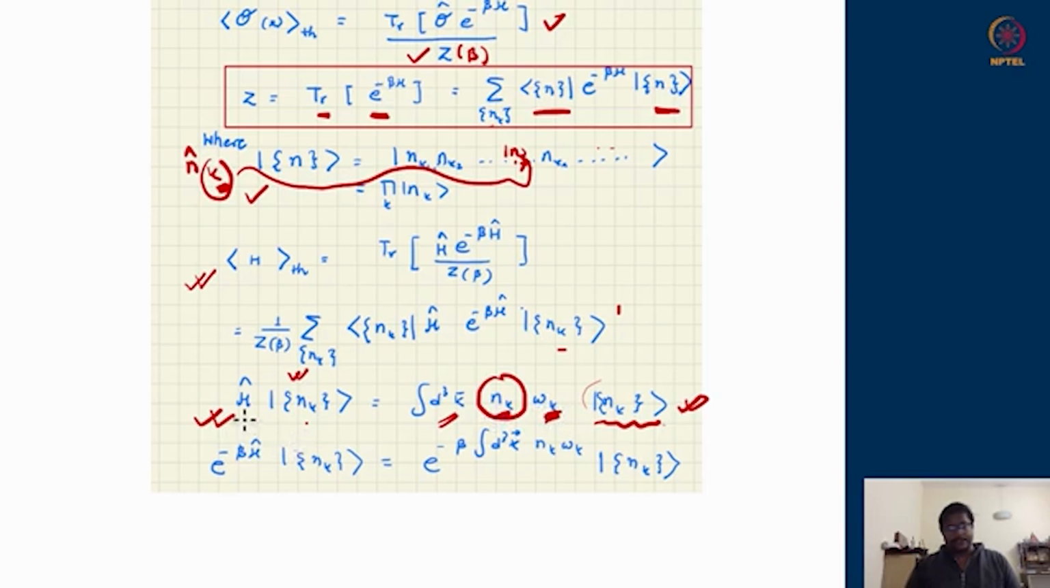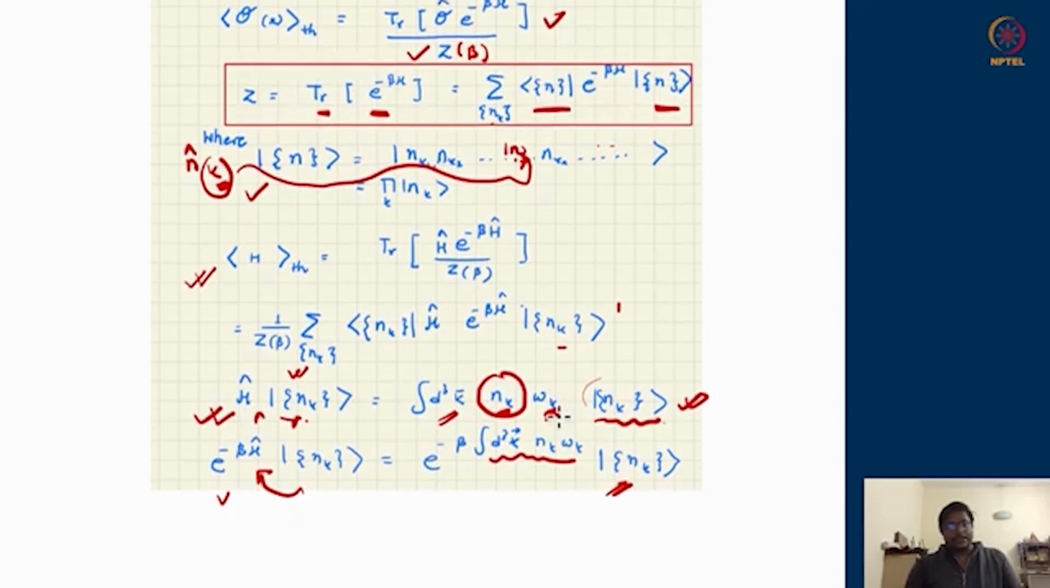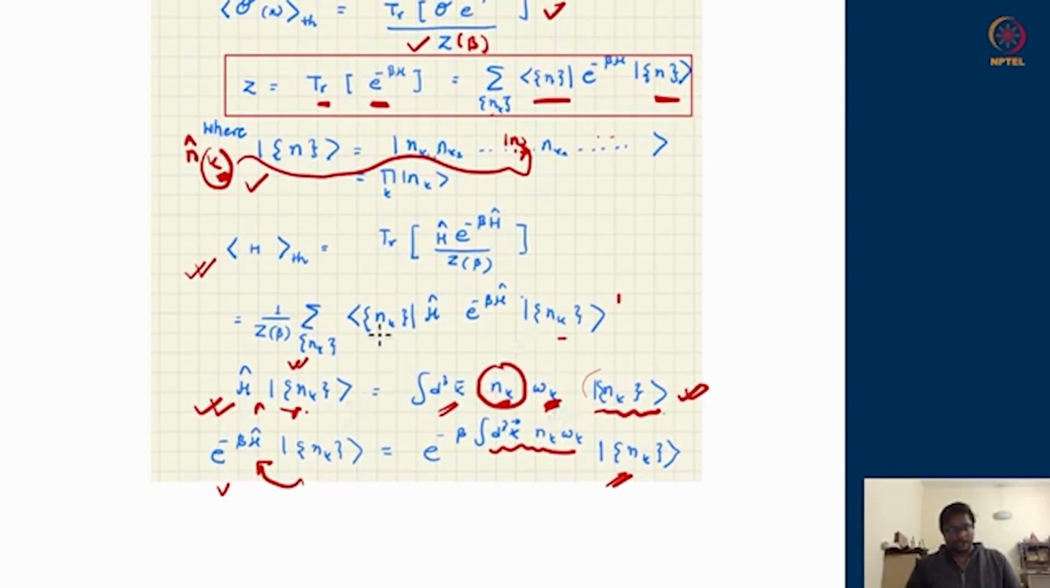Okay, if this is an eigenstate of the Hamiltonian, we are familiar by now that exponentials of the Hamiltonian will also be operators whose eigenstates are Nk. So you can work it out that if this is an eigenstate of H, it is also an eigenstate of e to the power minus beta H. Wherever the H operator is appearing, this integration d3k nk omega k will appear, and the state will be back to me. Okay, so these two terms appear in my description of the expectation of S.